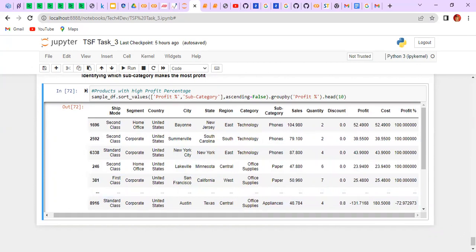So there's actually a lot to visualize for this data. This is just it. Thank you.